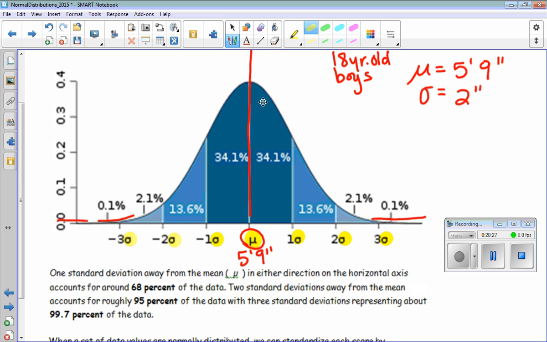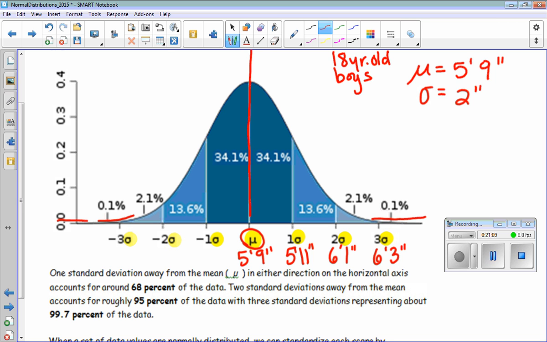Standard deviation. So anytime you're talking about a normally distributed data set, I go out 1, 2, and 3 standard deviations, and I can go left 1, 2, and 3 standard deviations. So let's use our 2 inches, okay? And let's go and figure out the heights in either direction. So 1 standard deviation would be 5'11". 2 standard deviations would be 6'1". And 3 standard deviations would be 6'3".